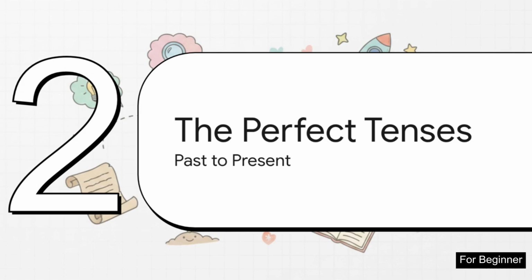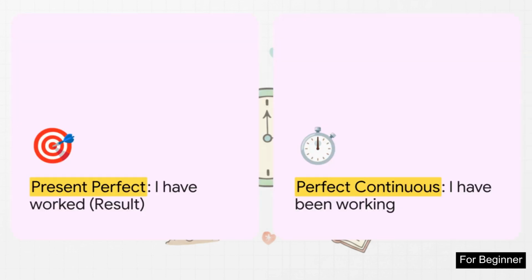All right, moving into section 4, the perfect tenses. These beautifully connect the past right to the present. Now, I know these can look a bit intimidating to learners, but putting them side by side makes them incredibly logical. The present perfect is all about an accumulated experience or a final result. Meanwhile, the present perfect continuous is all about the ongoing duration of something.